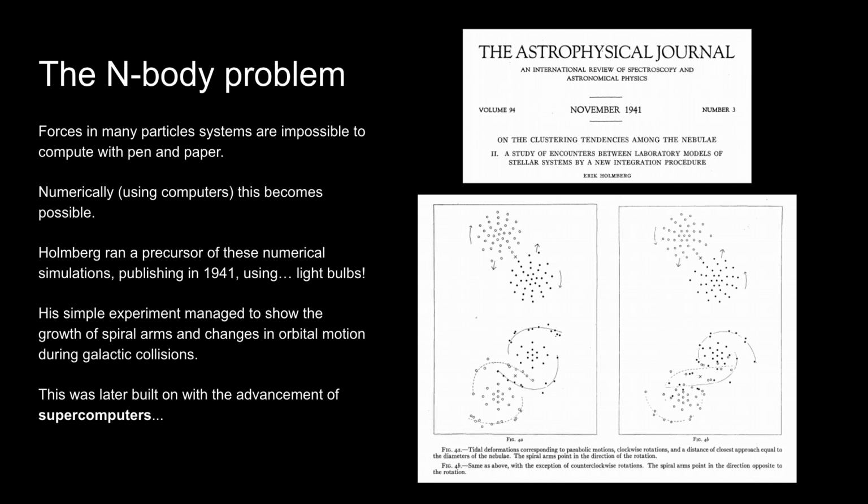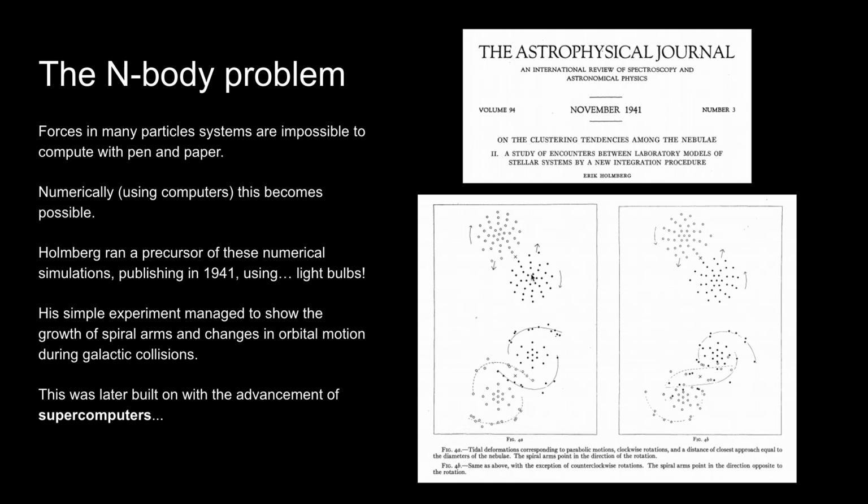The first of these n-body simulations was actually run using an early mechanical computer in 1940 by the Swedish astronomer Erik Holmberg. And he observed the fact that light intensity and gravity behave the same with increasing and decreasing distance, and used that to create an experiment that used light bulbs to simulate two galaxies evolving and colliding. His images from his paper are shown on the slide here.